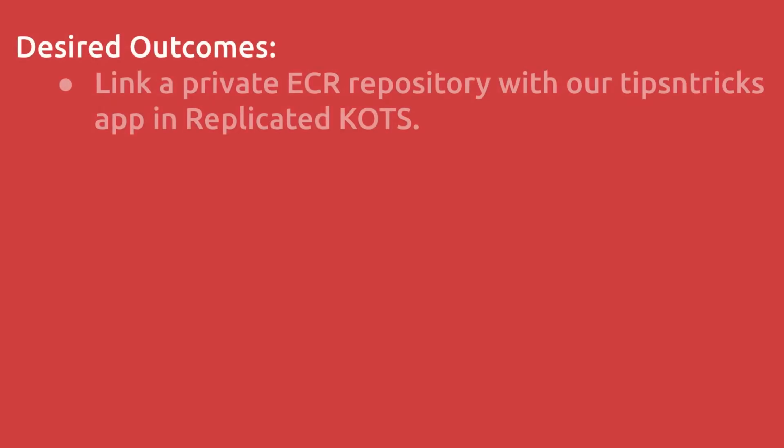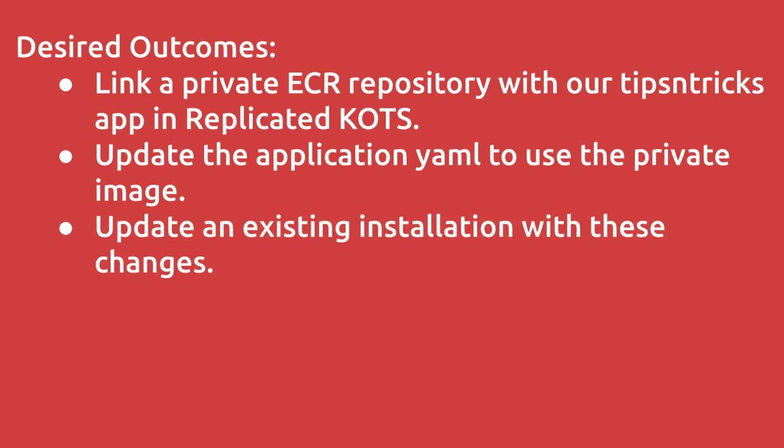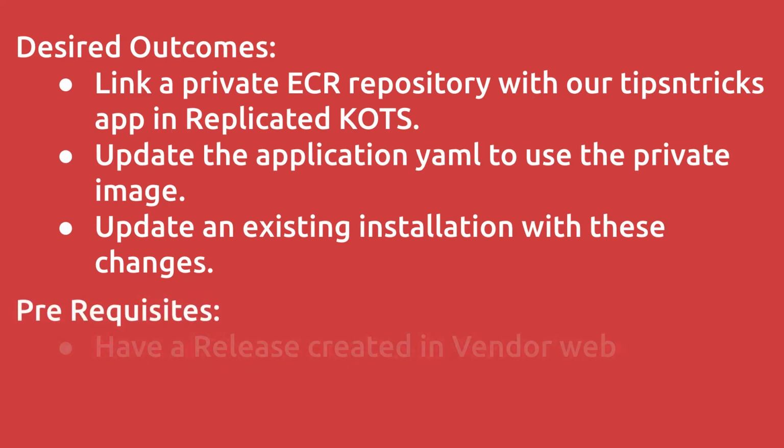In this video, we're going to take our tips and tricks application that we've created in previous videos and link it to a private ECR repository in Amazon. Then we're going to update the application YAML to use the private image tag in our private repository. And lastly, we're going to update an existing installation, which we cover in the embedded install video. We're just going to update that installation with these changes, basically deploying the private image into our environment.